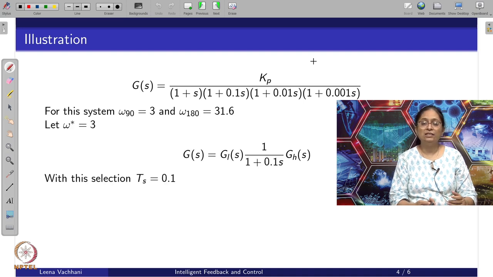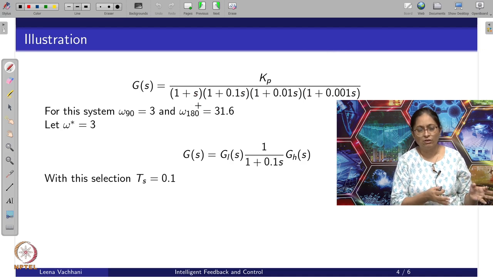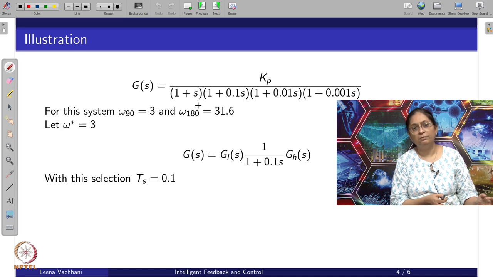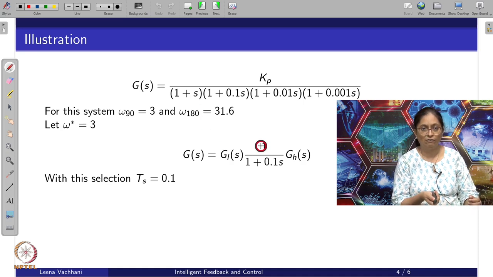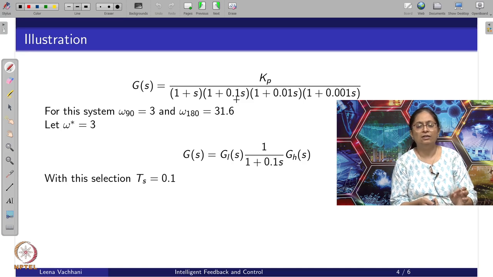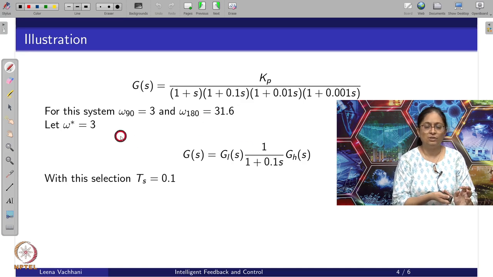Let's say the highest frequency of operation selected is omega star equal to 3. So s equal to 1 we will have to retain, because that is the time constant corresponding to something greater than 1 by 3. This is a slower system, a lower frequency term, that we will retain in GL of s, and we will break at 0.1 seconds, which is just smaller than the frequency of operation, omega star equal to 3. So with this selection, we consider TS is equal to 0.1.